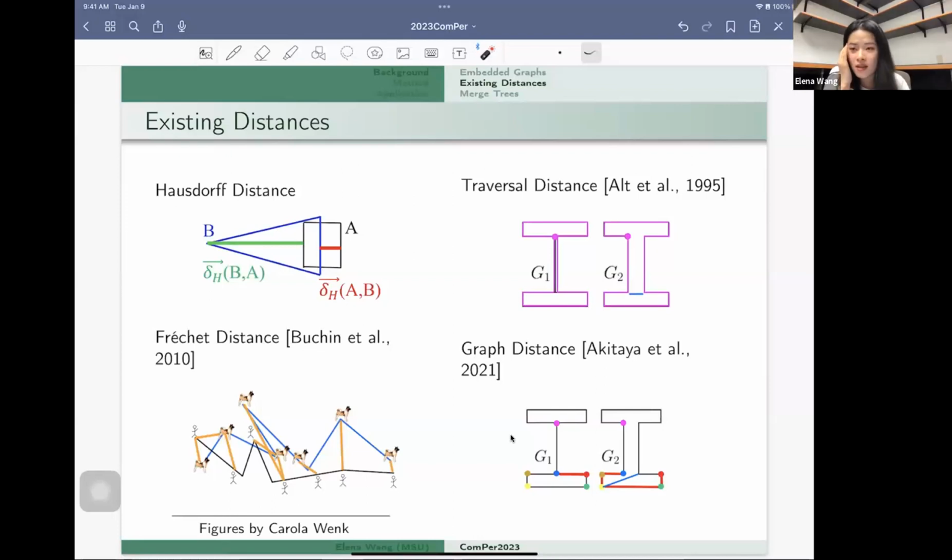So these distances, I've explored some of their differences. They just capture different features of the graph. Like Hausdorff distance captures the geometry, but not necessarily the topology. Hence, there could be big differences between Hausdorff and Fréchet distance. And the traversal distance is computable. It's, I think, O(mn log mn). But then it's not as fine as the graph distance, which is NP-hard to compute. Does that answer the question?